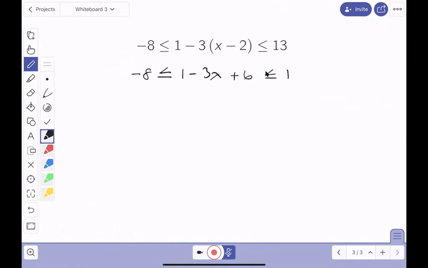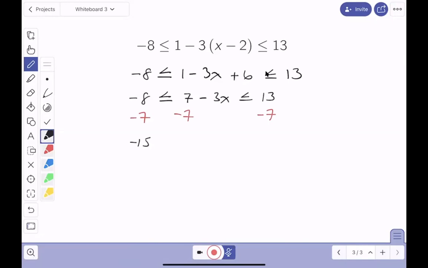Again, I'm still going to recommend simplifying the sides. And the middle becomes what? 7 minus 3x. All right. So each side now is as simple as it gets. Now what do I want to do? I'm going to subtract 7 from all three sides. And what would you get?